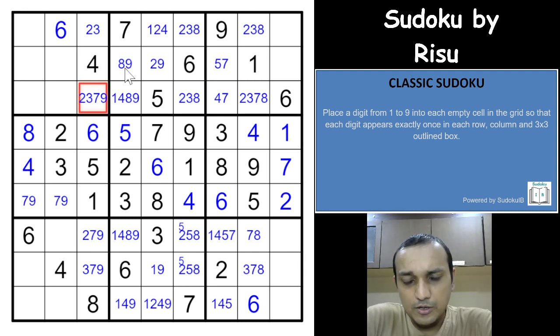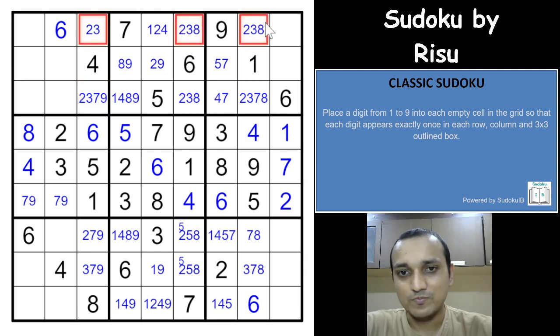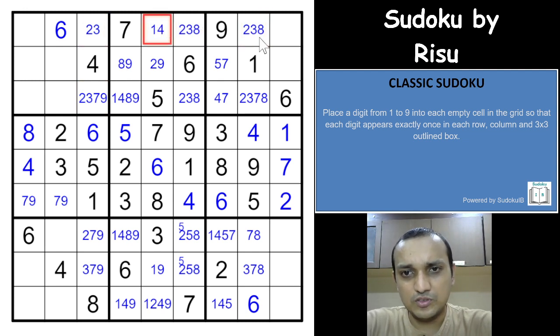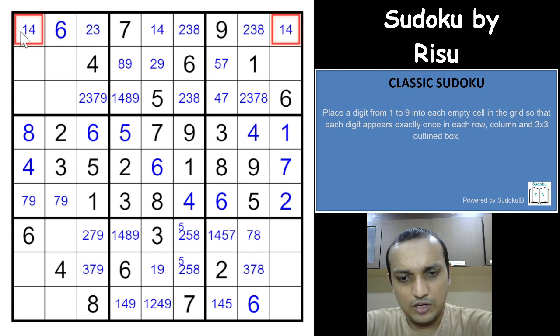Now if you see here, there is an excellent logic. You get a 2, 3, 8 triplet here in this row. That removes 2 from this cell, and you have 1, 4 and 5 here, right? So 1, 4 and 5, whereas you cannot have a 1 here.